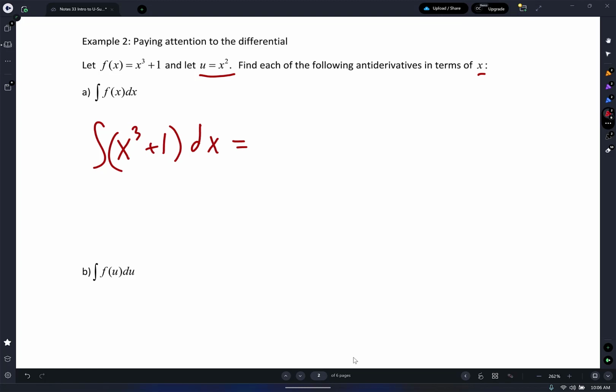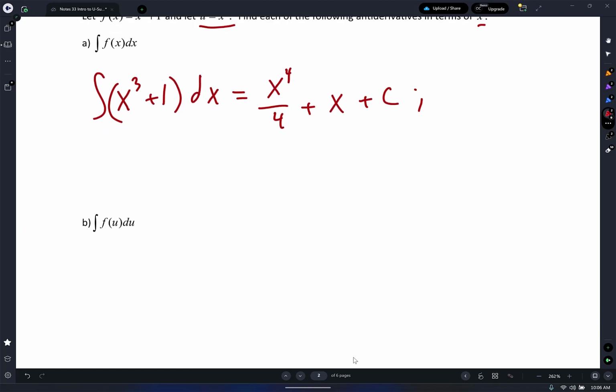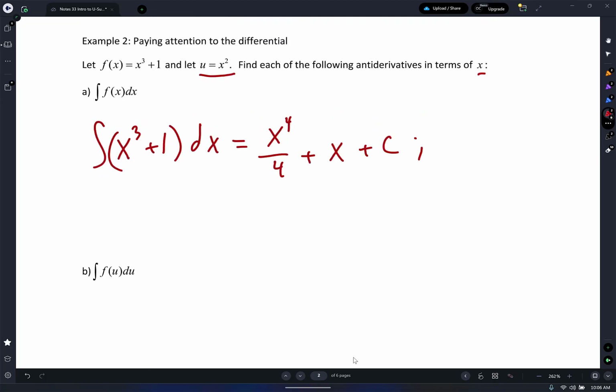I haven't done anything crazy. The antiderivative of x cubed is x to the 4th over 4, plus x, and because I don't have any limits, I write plus c for some constant c. Cool or not cool? All right, this one says f of u du. So yeah, that's it, because it wants it in terms of x.